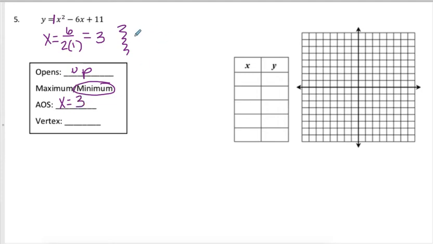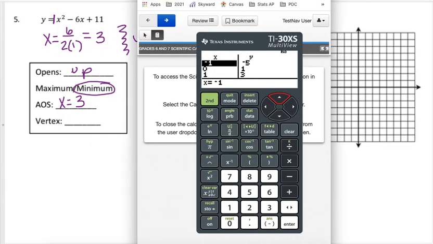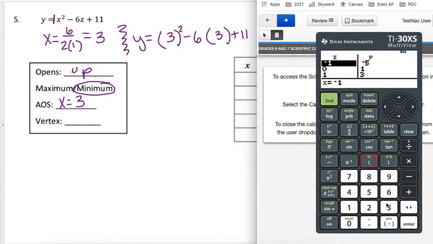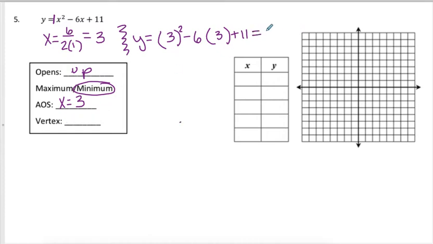And then I'm going to find my y by plugging in. Anywhere I have parentheses or an x, I put parentheses and replace it with 3. All right, to my calculator to find this value. So I have 3 squared minus 6, replace x with 3, plus 11. And I get 2. All right, so because this equals 2, that's the other part of my vertex. 3, 2 for my vertex.